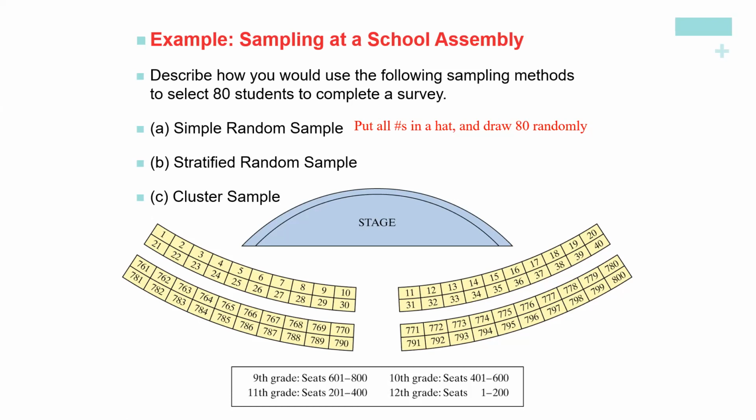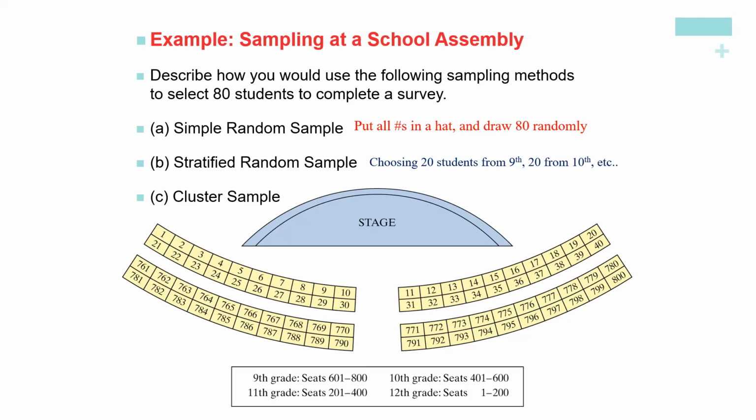So how about I put numbers 1 through 20 in a hat and choose 20 12th graders? Why don't I put 201 through 400 in a hat and choose 20 11th graders? What if I put numbers 401 through 600 and choose 20 10th graders? So choosing 20 students from each grade would be an example of a stratified sample.